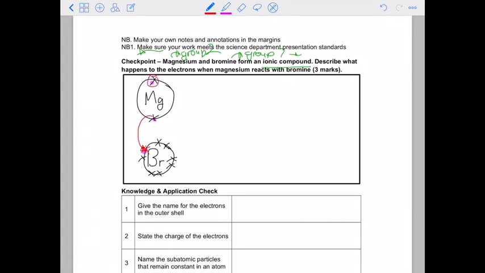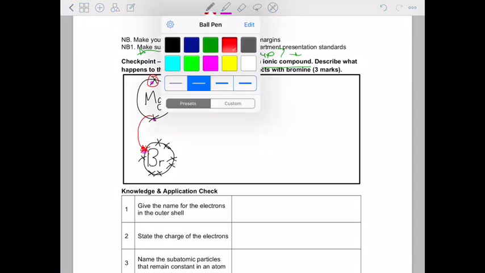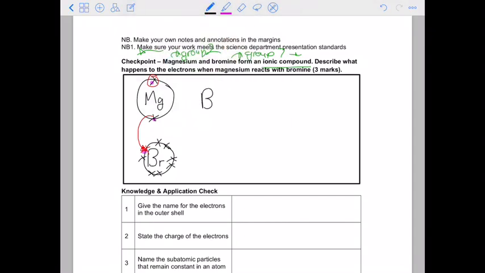Magnesium, however, still has 1 more electron to get rid of, so it will meet up with another bromine atom with, again, its 7 electrons in its outer shell, and it will give that electron to a different bromine atom. So for every 1 magnesium atom, we need 2 bromine atoms, but magnesium will be able to give away its electrons to the bromine atoms.